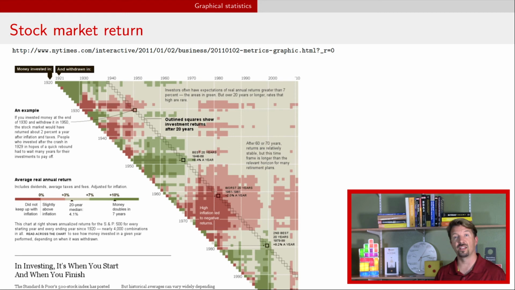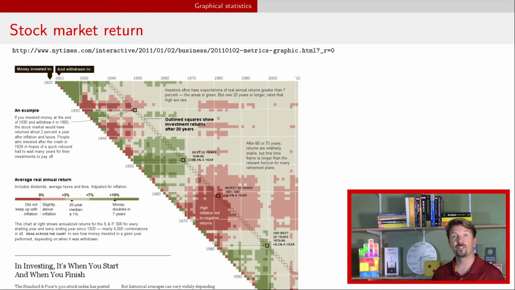Now the color scale here shows you green and dark green in particular is a high rate of return. Red and dark red in particular is a low or even negative rate of return. The gray in the middle is a middling amount of return. And there's a nice scale legend over there that will tell you that difference.